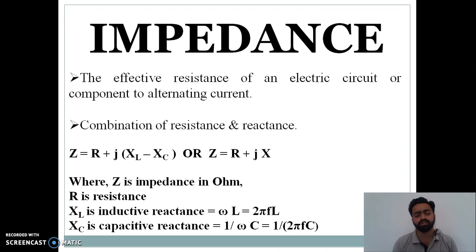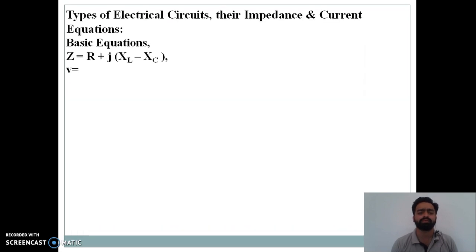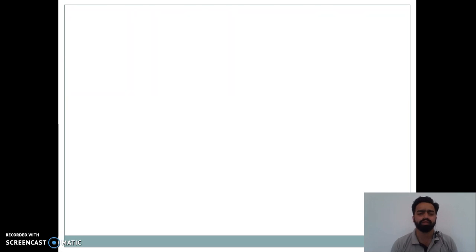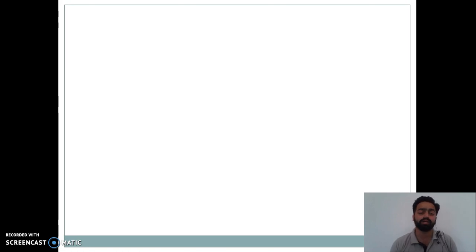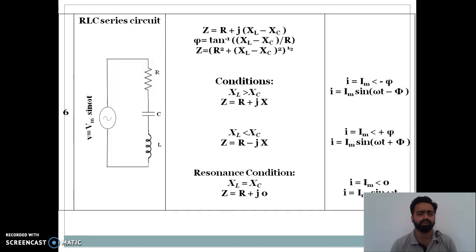For impedance, the parameters are R, XL and XC, and as per the presence of the parameters there are different types of circuits. Purely resistive, current remains in phase with voltage. Purely inductive, current lags behind voltage by 90. Purely capacitive, current leads voltage by 90. For RL, current lags voltage. For RC, current leads voltage. And for RLC, as per the condition, the impedance parameters vary and hence current varies. So I hope you have understood the concept of impedance.